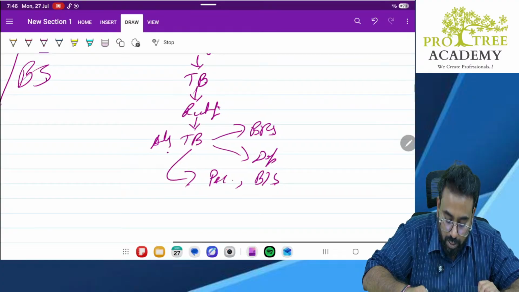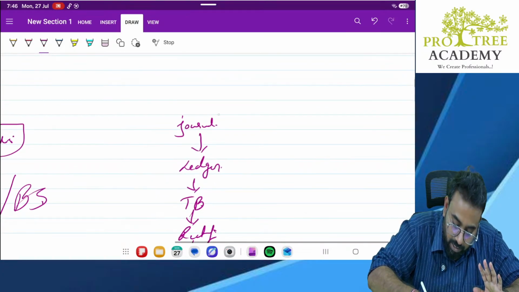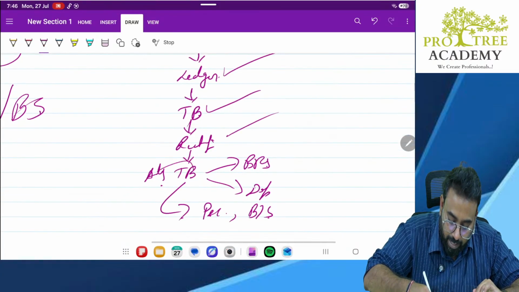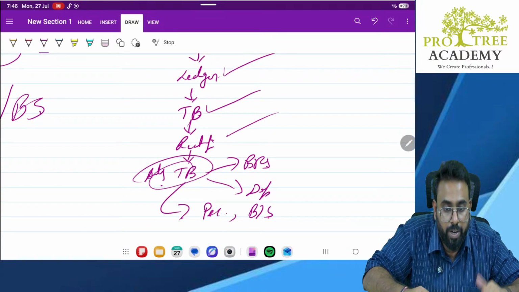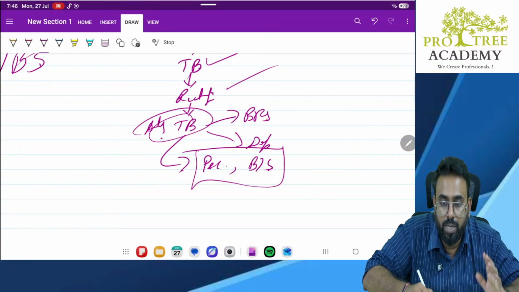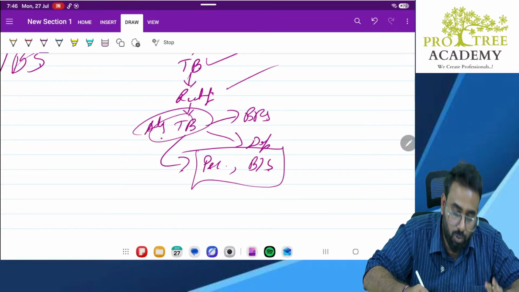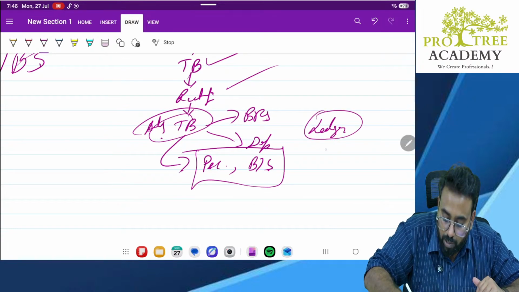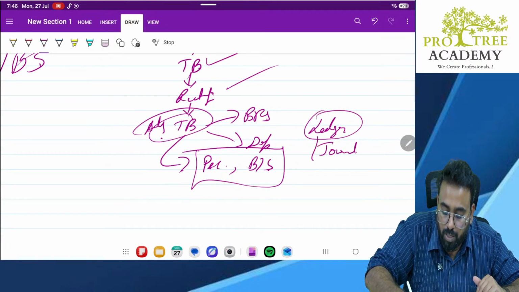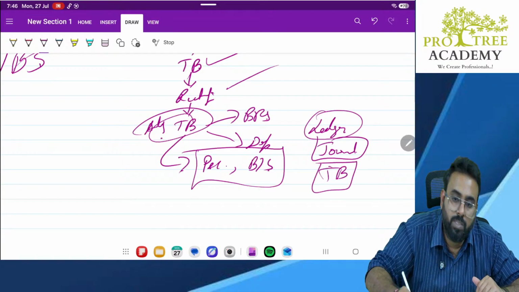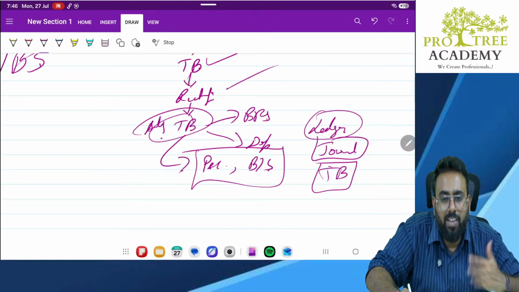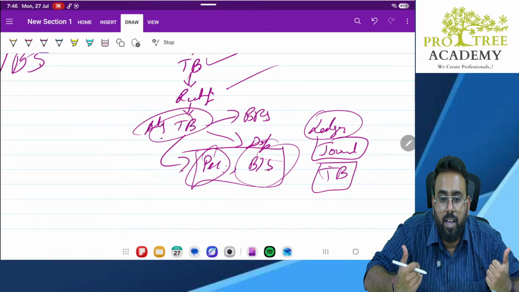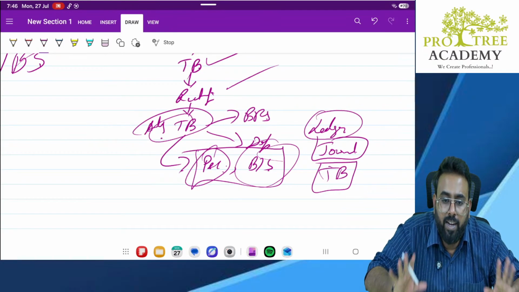So what you have to do, sir? You have to revise journals, ledgers, trial balance, rectification, and adjusted trial balance. If you revise these things, it will be easy for you to understand the next chapter. So all I request is, please go home, try to revise your ledger concept, revise your journal entry concepts, revise your trial balance concepts. Rest, leave it on me. I will help you to understand how P&L, how balance sheet is prepared. That is my responsibility. What is your responsibility? Going and revising it.